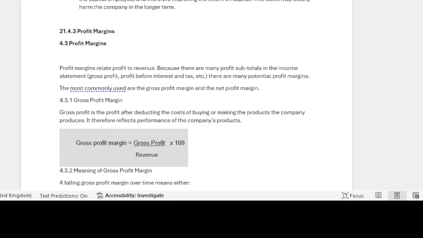Now let's look at profit margins. Now we are trying to see how much profit we are getting based on the different projects that we decided to invest in as an organization. So we can use a formula, for example, the gross profit margin, where we get the gross profit, we divide by the revenues, and then we multiply by 100.